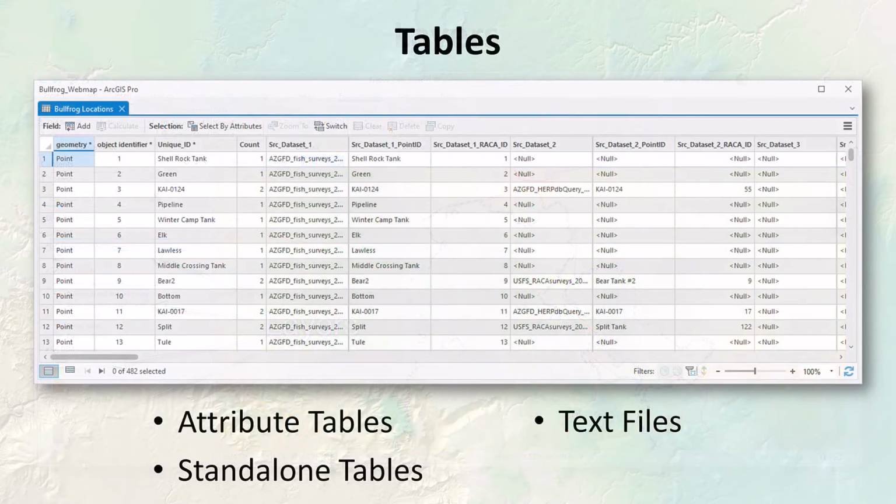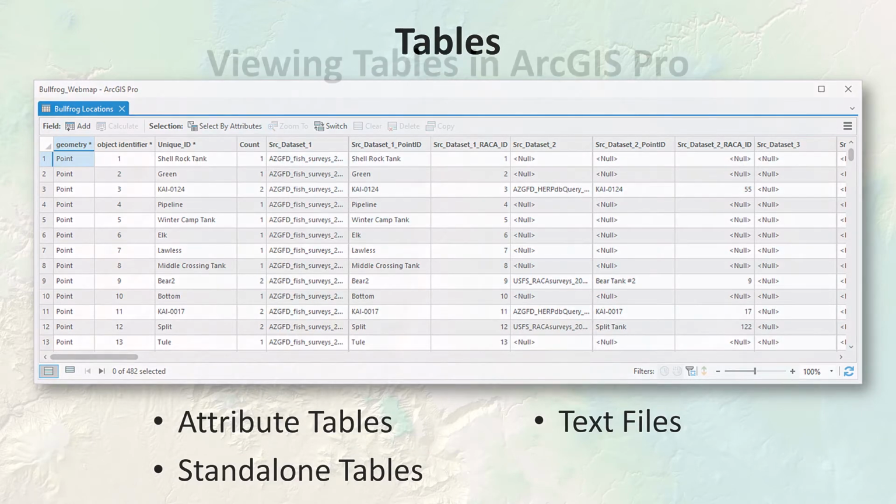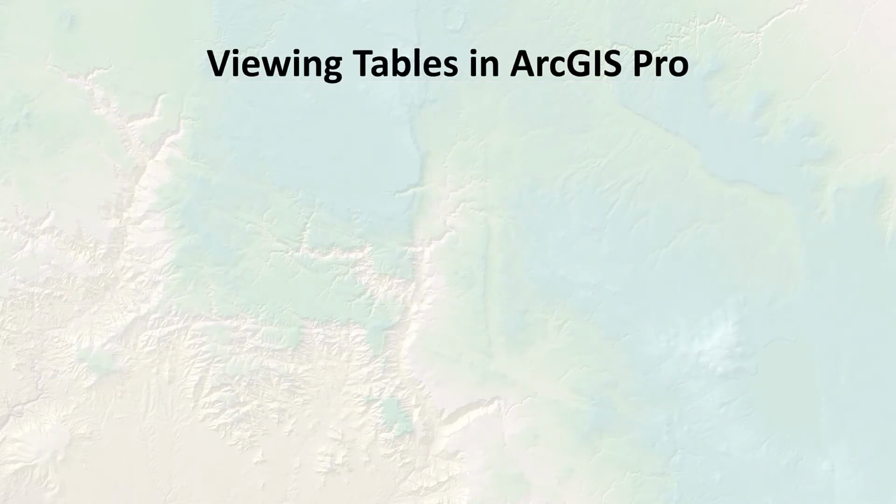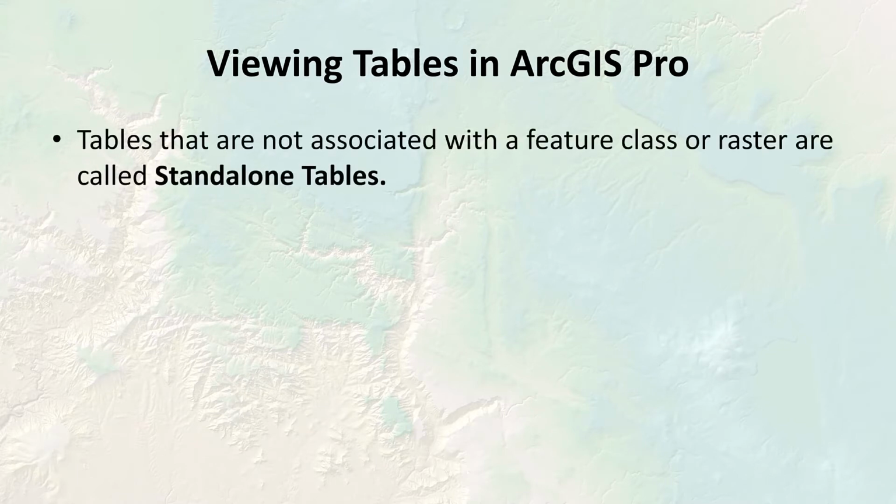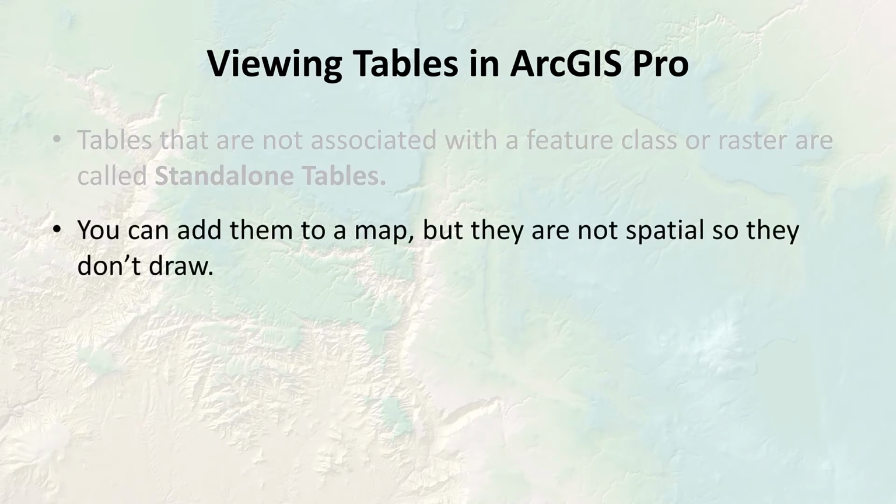Next up are tables. These can be the attribute tables of feature classes or attribute tables of rasters. The tables that aren't associated with a feature class or raster are called standalone tables. And these might be something like data you've collected in your field work, or you might have generated a database of measurements you've collected on your research topic. Now you can add them to a map, but since they're not spatial, they won't actually draw on the map.